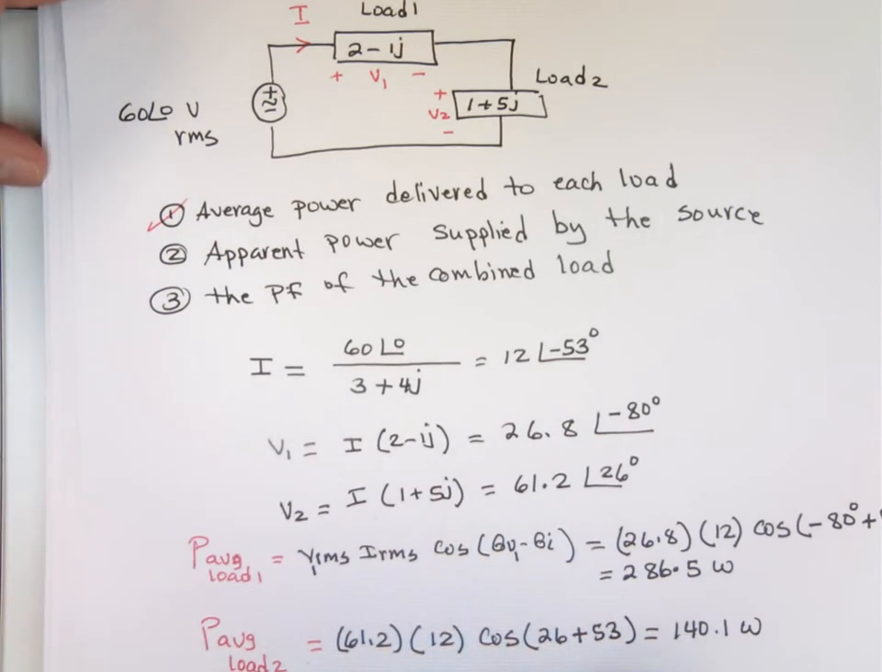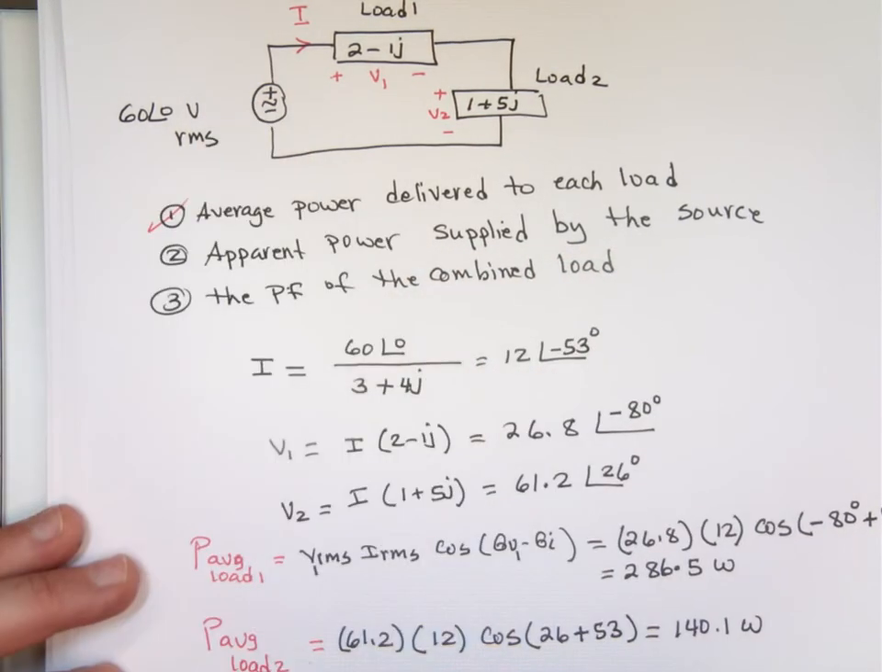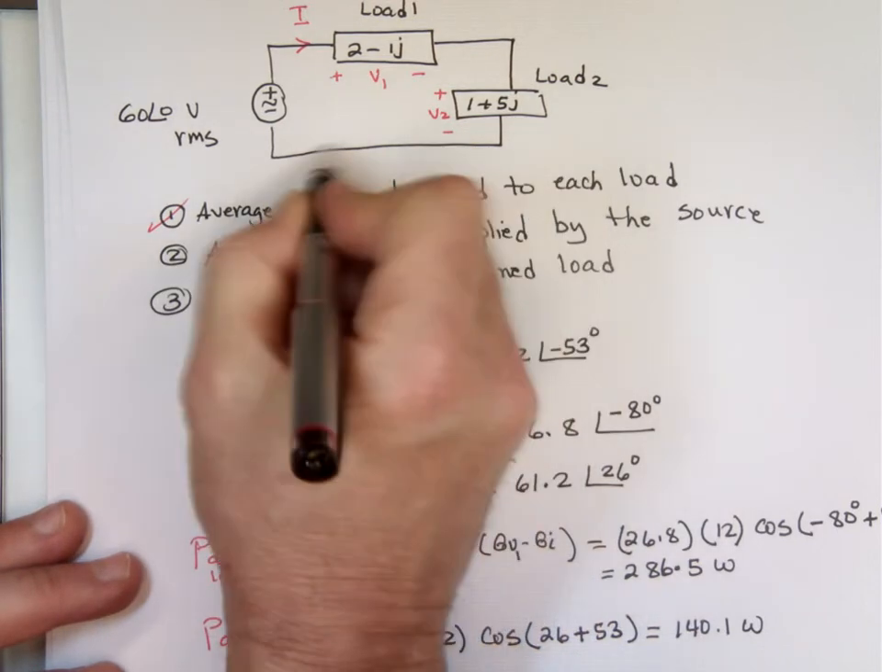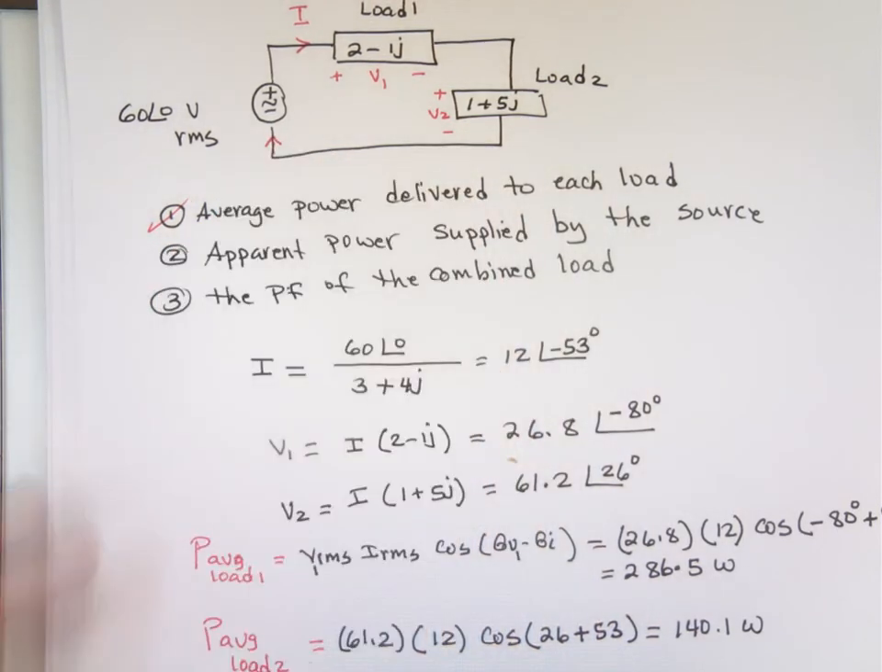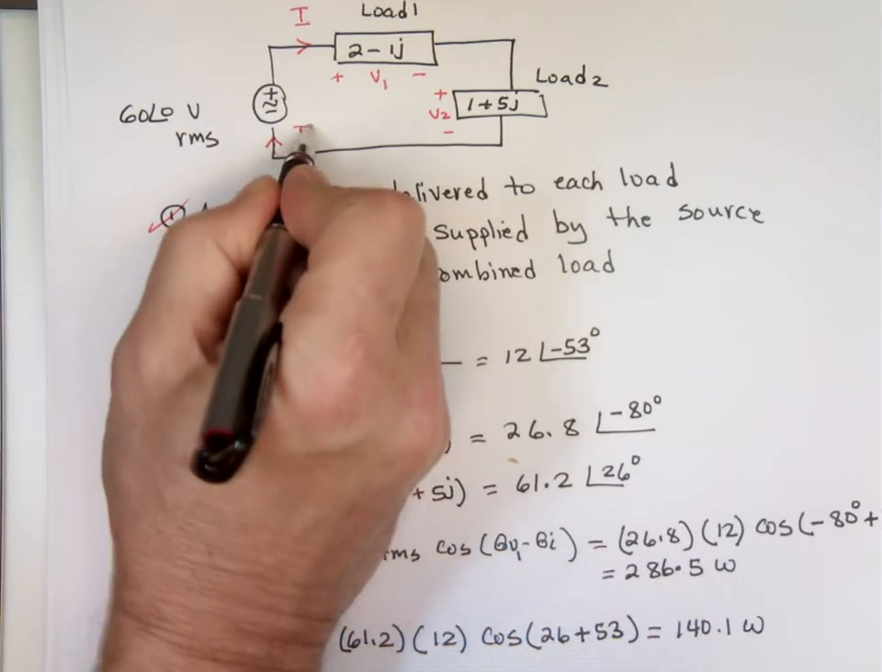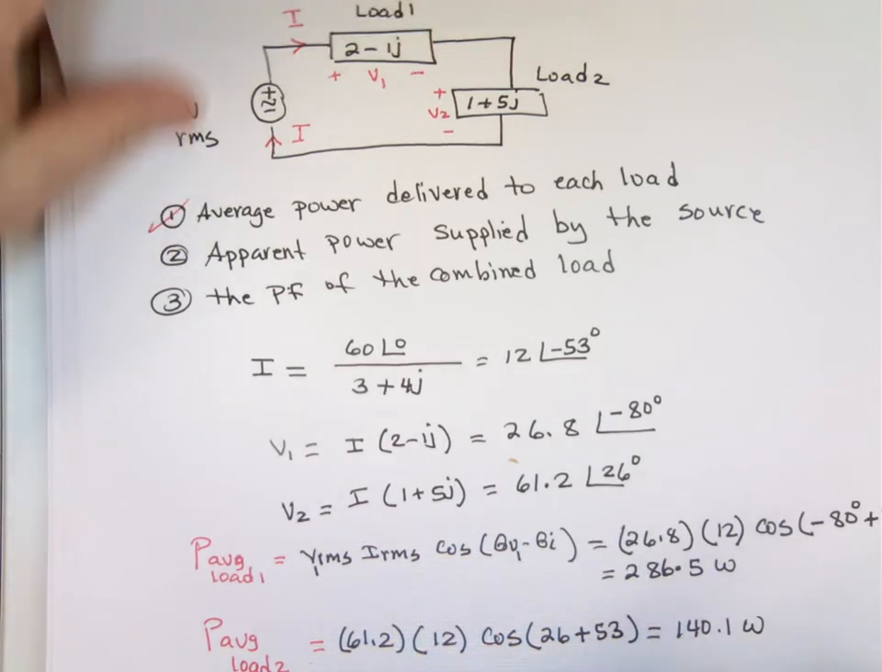Next question: what is the apparent power supplied by the source? That's this source. Keep in mind, notice the current is coming in. That current is entering this negative end. That's I. The apparent power is one half V I. Well, this is an RMS value, right? Yep. So we're going to use the one half. So now, the apparent power.